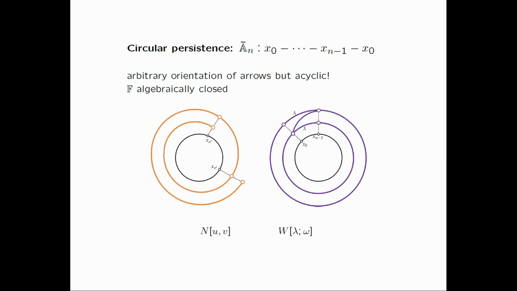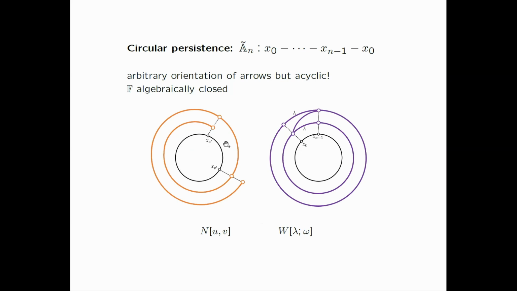Right, now, circular persistence. Maybe the first one that is not so straightforward is when you try to put this down here. Here you have the first A_n, and here it's the second one. So the last one, x_{n-1}, has a map back to x0. So that's what this is. And the black circle here is the vertices arranged in a circle. And here I'm trying to demonstrate the two different types of indecomposable modules that you get in this situation.